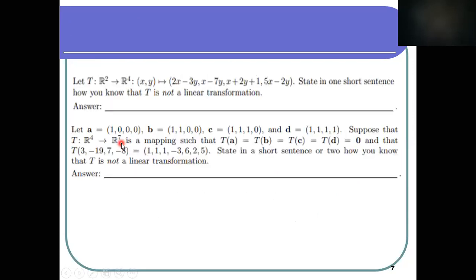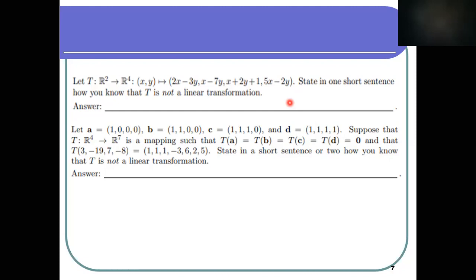So let us take some short questions. Let T be a transformation from R square to R4, that is, x and y are mapped to 2x minus 3y, minus x minus 7y, x plus 2y plus 1, and 5x minus 2. Whether this is a linear transformation or not.